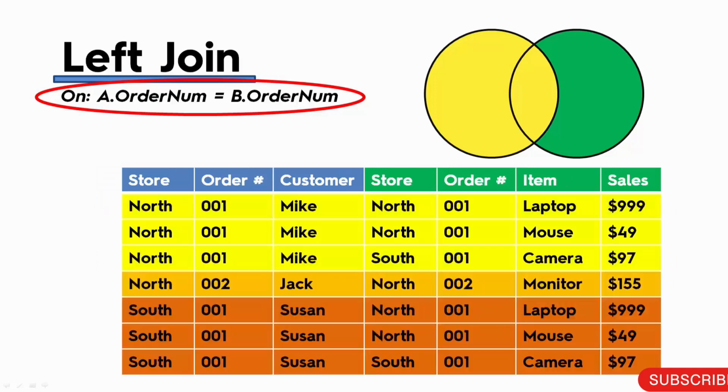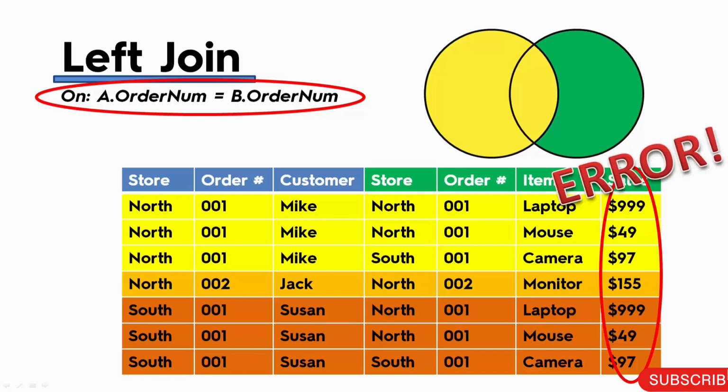So in total, the resultant table will look like this. We will have 3 rows for North order number 1, 1 row for North order number 2, and 3 rows for South order number 1. And as you can see, this is a mistake. There's an error because this highly inflates our sales. It looks like we've sold 2 laptops, it looks like we've sold 2 mice and 2 cameras, whereas in fact that's not true. So joining on a single field here can lead to incorrect results.